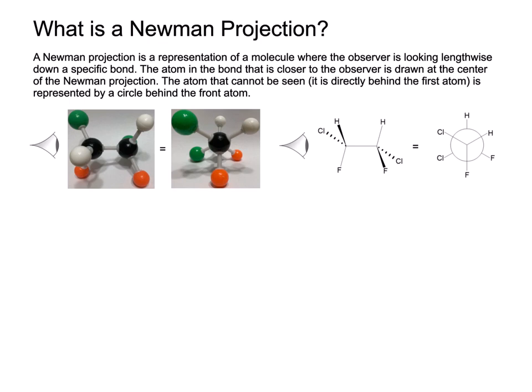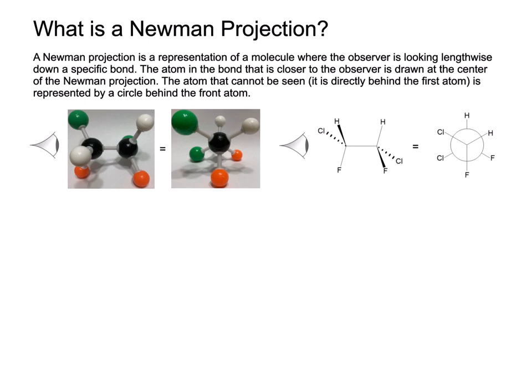On that front carbon, since the hydrogen is going up and it's on a wedge, it's going to be going up and to the right on the Newman projection. Since the chlorine on the front carbon is going up but backwards, it is up to the left on the Newman projection. And since the fluorine is going down, from the perspective of the eyeball, it's just going to be going down.